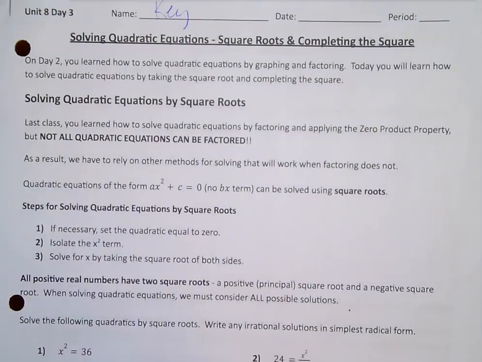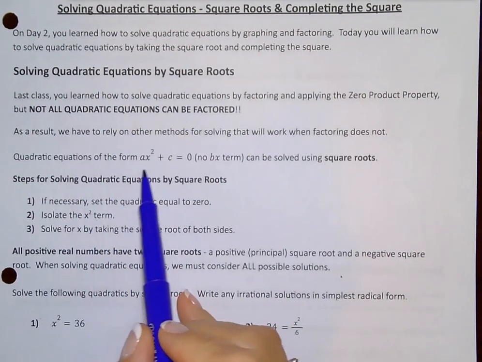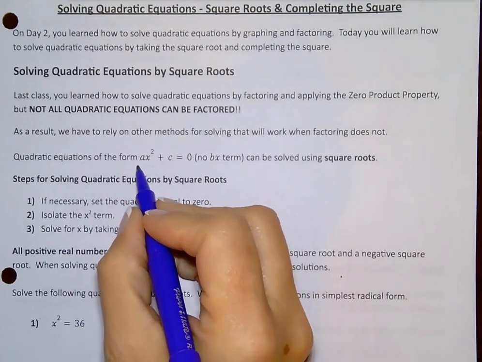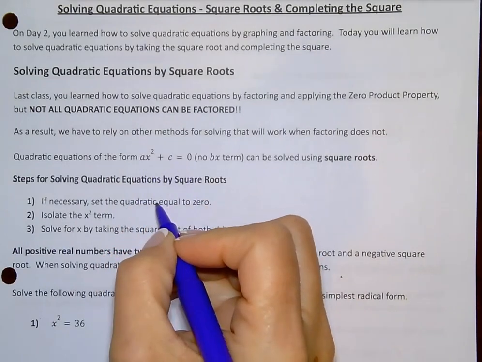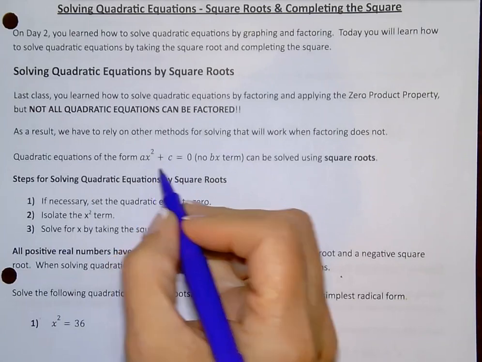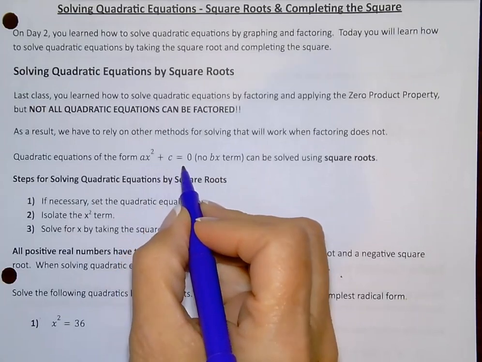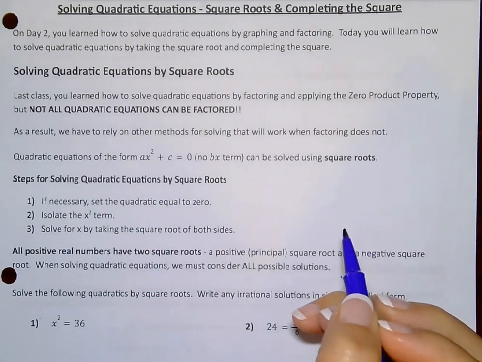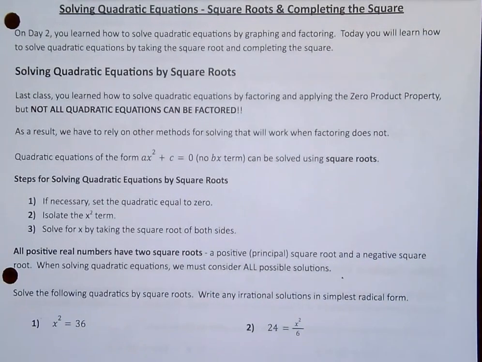All right, so today we're going to look at quadratic equations that look like this format: ax squared plus c equals 0. In this case, we have no bx term, so b would equal 0. So if we have ax squared plus c equals 0, then we can solve this by using square roots.